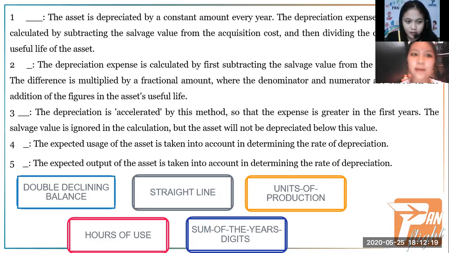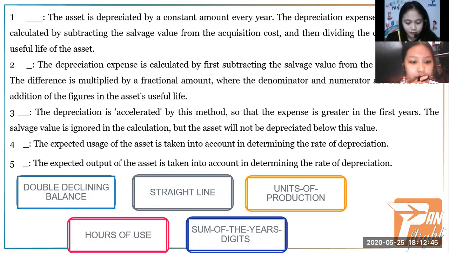Is it right? Yes, okay. Number three, double declining balance. The depreciation is accelerated by this method so that the expense is greater than the first year's. The salvage value is ignored in the calculation, but the assets will not be depreciated below this value.